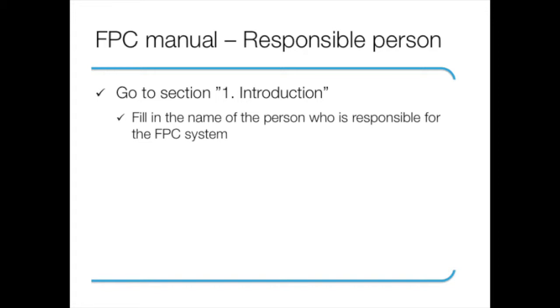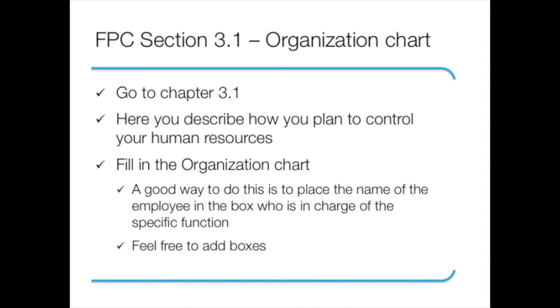After this, navigate to Section 3.1, where we have included a section that describes how you're planning to control your company's human resources. You'll probably notice that this section, like a majority of your FPC manual, doesn't require any major modifications at all. It's specific enough to meet the standard's requirements, but at the same time generic enough so that we're able to guess how your company operates.